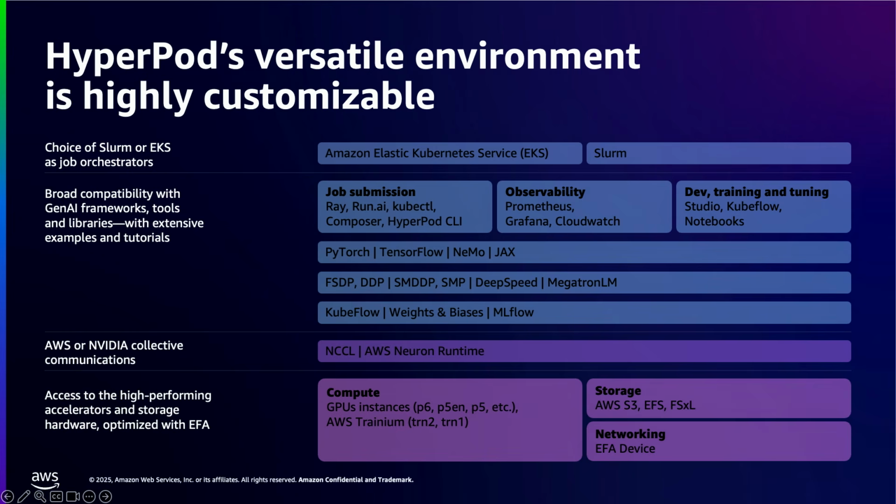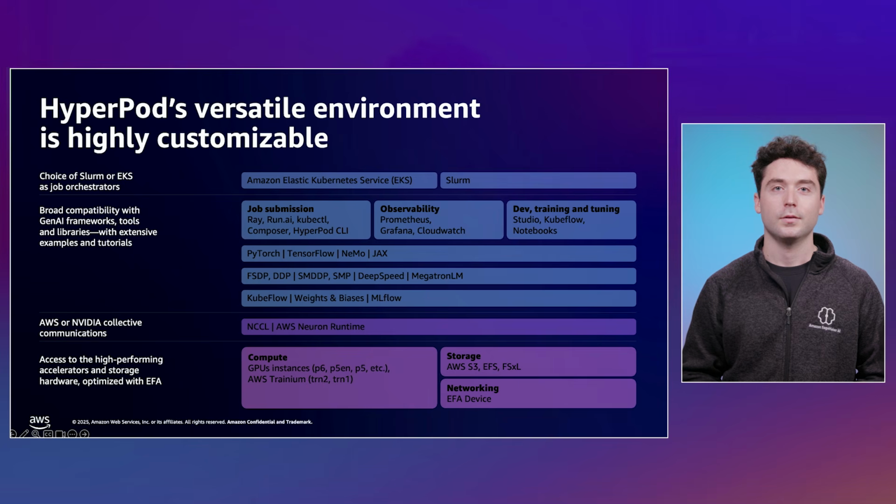instances. The infrastructure layer provides the essential trio: compute, access to powerful accelerator instances like GPU instances and Trainium; storage, multiple options for storage including S3, EFS, and FSx for Lustre. Finally, networking, optimized with EFA for high bandwidth and low latency networking. Now let's zoom into the lower half of the stack.